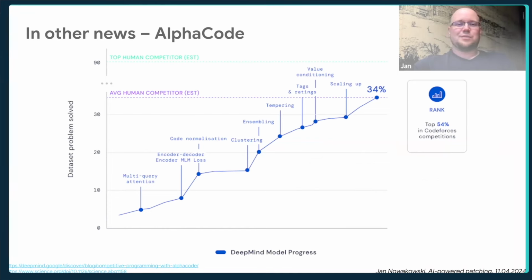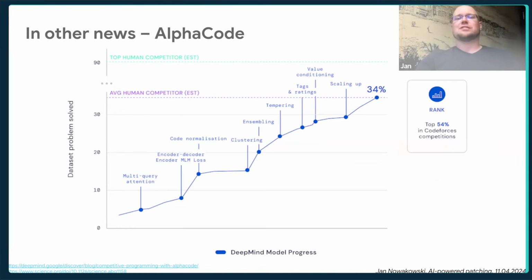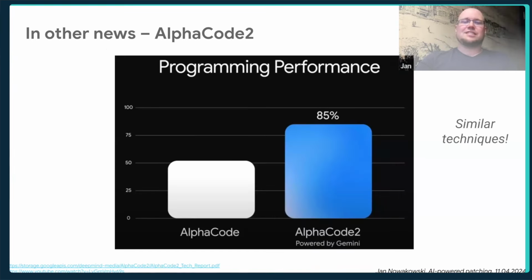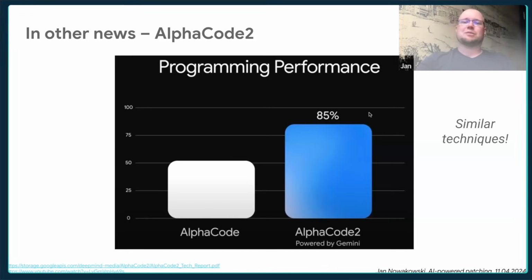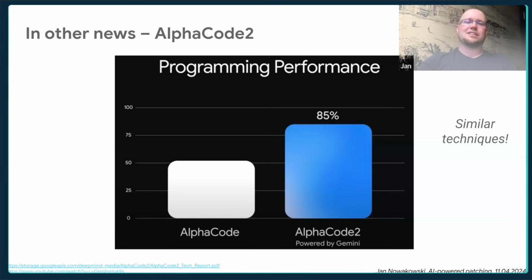I thought very recently about AlphaCode and them beating an average human competitor. Now there is AlphaCode 2 that's even better and beats 85% of competitors. And what I found interesting is that if you read their how it works, they use many similar techniques to what our pipeline is using.